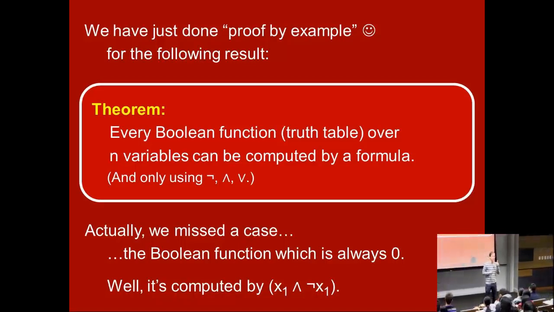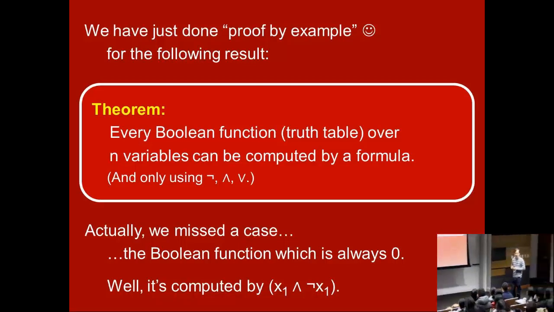Actually, there's another good reason not to use proof by example, even though I did it, because if you don't do it properly, you may make a mistake. Actually, I have not really proven it. I missed the case. Somebody think of it. No ones. Yes, I didn't illustrate what if you have a truth table with no 1s in it. So do not do proof by example. But that one's also okay, right? For the Boolean function which is always 0, you could use x1 and not x1. That's any unsatisfiable formula.